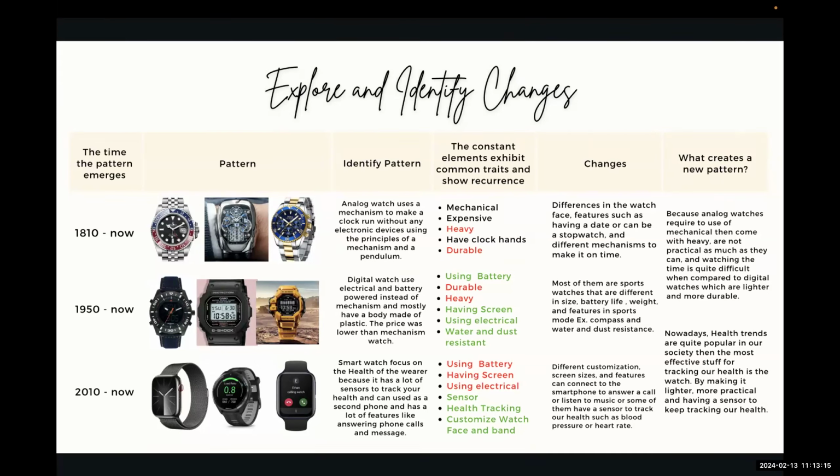The change between patterns is the different customization in the watch, screen size, and features, which can connect to the smartphone for answering phone calls or listening to music. Or some of them might have sensors to track your health, such as blood pressure, heart rate, or the O2 in your blood.